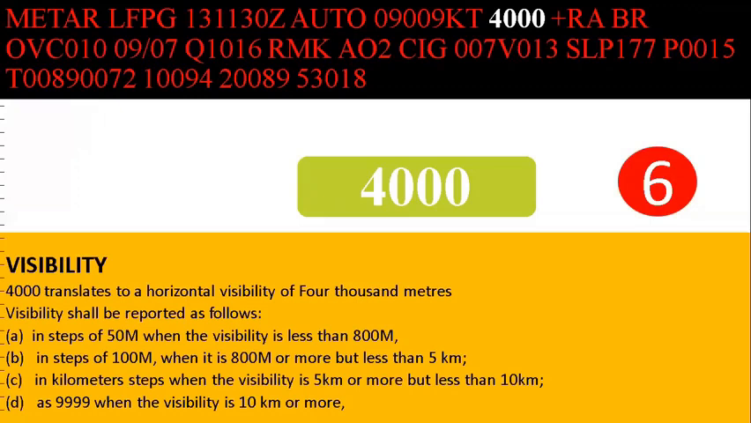And suppose our airport is having visibility 10 kilometers or more, then in METAR the value will be like this, 9999. So whenever visibility is given as four 9s, it means that visibility is 10 kilometers or more.